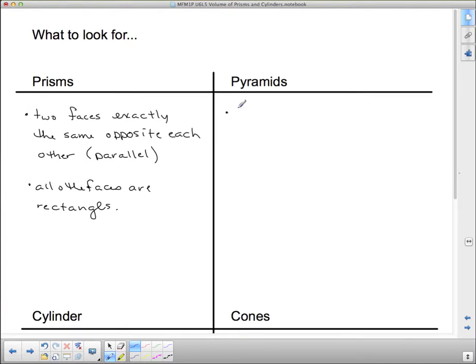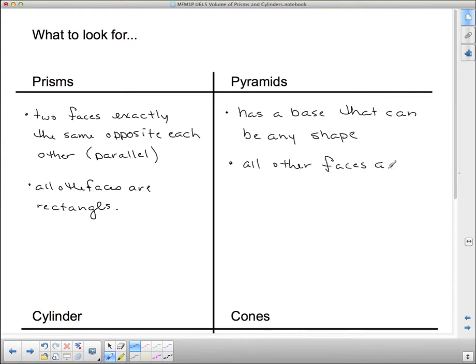Now, a pyramid has a base that can be any shape. But it doesn't have the opposite side. Instead, it has all other faces are triangles that come to a point.